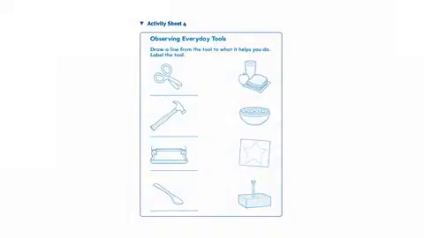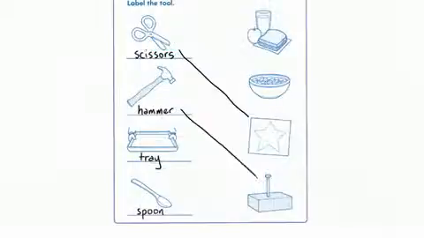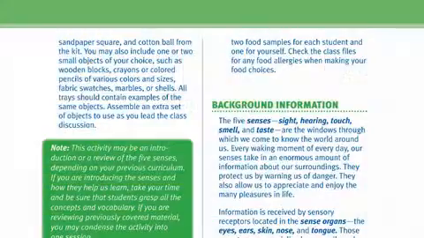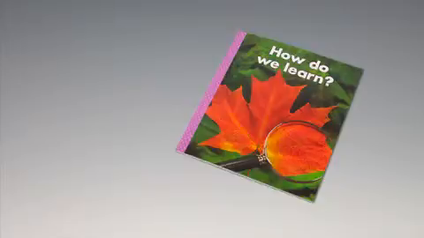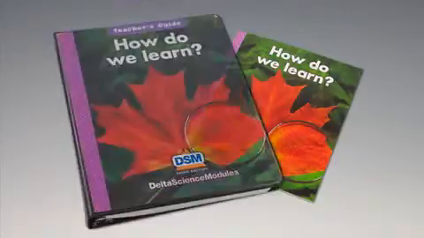Finally, distribute a copy of Activity Sheet 4 to each student and have students complete the tool matchup on the sheet. To conclude the activity, collect the tools and return all materials to the kit. Recycle the newsprint and the index cards. Remember to keep the experience chart on display throughout the unit. For science background, reinforcement activities, curriculum connections, and information about the Delta Science readers, please consult your DSM Teacher's Guide.